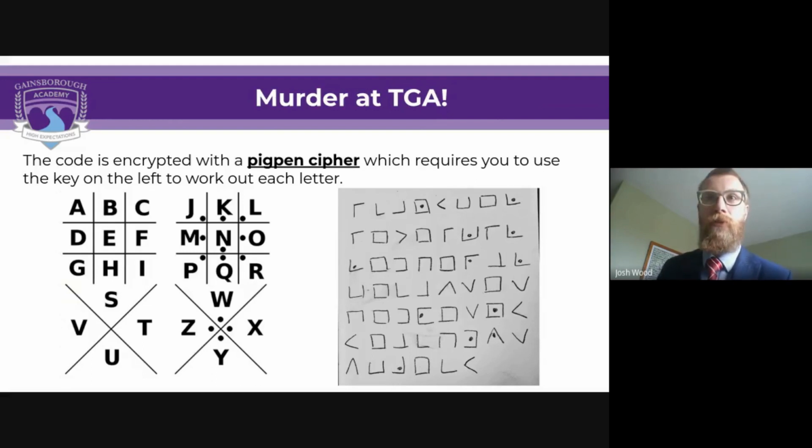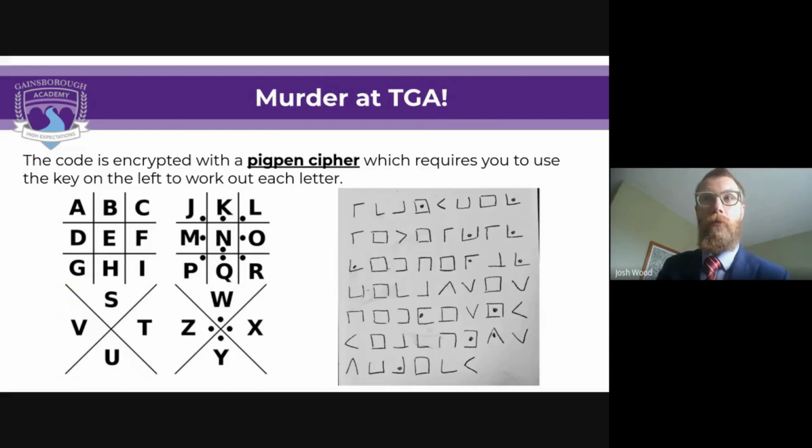If we go to the second symbol in the code on the right-hand side, it is an L, isn't it? It's that L shape. So what does that L shape represent? It doesn't represent the letter L like you might think it does. If you look on the left-hand side where the key is, you'd see that it represents the letter C, because around the letter C there is that L shape.